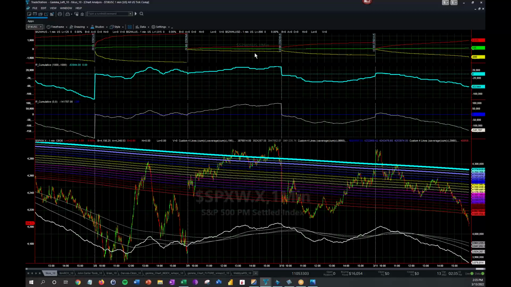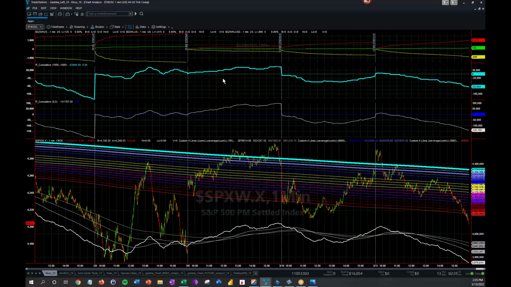Across the top are 52-week new highs and new lows, and basically when you see the red dominating, that is telling you that you're hitting more 52-week new lows than you're hitting new highs on a day-over-day basis. Obviously, not a bullish situation.